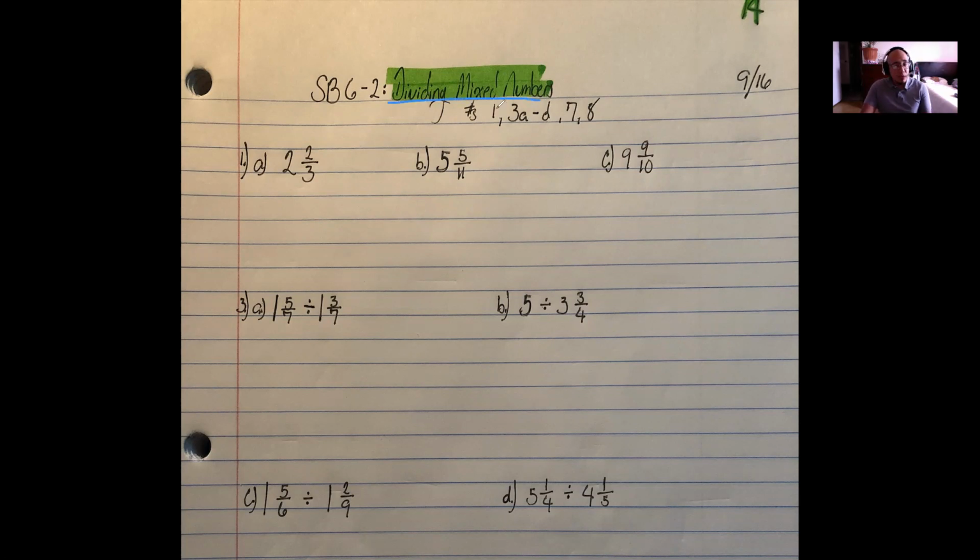As far as the numbers that we will be responsible for today, there will be number 1, which is A, B, and C. Numbers 3, only A through D. So that's really going to be 3A, 3B, 3C, and 3D. That's what I mean by that. 3A through D, so that's 4 problems right there. And then number 7, which is a word problem, which we'll do in this video, and number 8, which you can do on your own. So it's a short assignment.